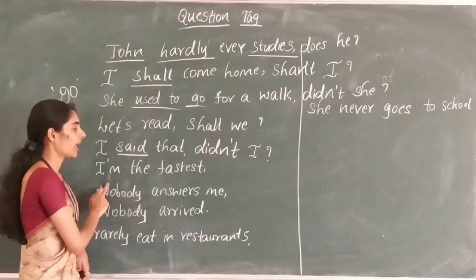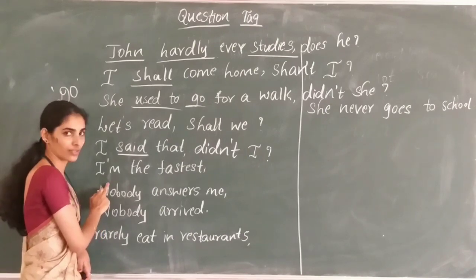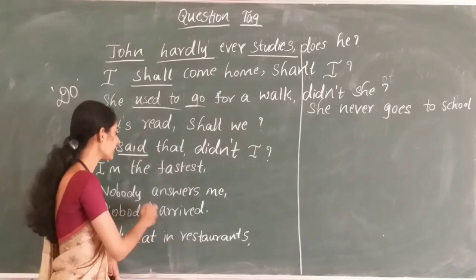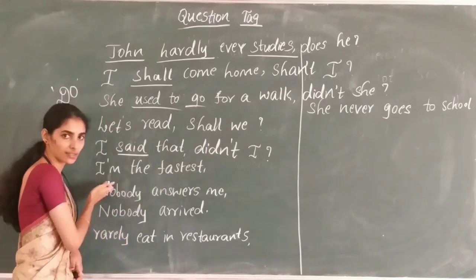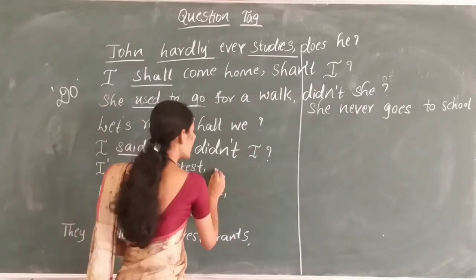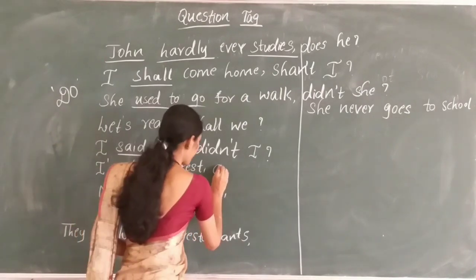Now, look at the next one. I am the fastest. Remember, whenever you're given I am, you know that this is a positive sentence, right? So the tag must be negative. So it becomes aren't I.